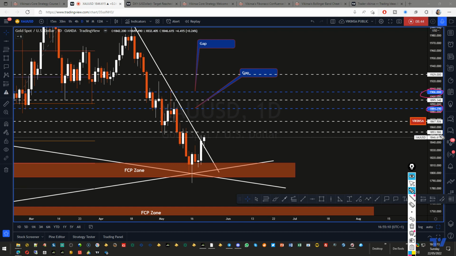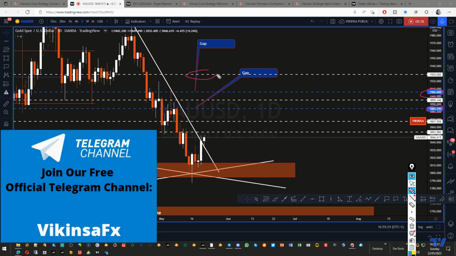So 1853.586, 1867.506, 1884, 1895.346, 1906, and then we have 1929. Once it has gone beyond 1929, then there will be a strong possibility of it actually going to all-time high. But until then, trade one level at a time.